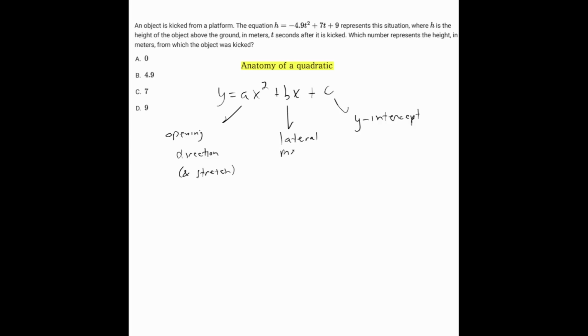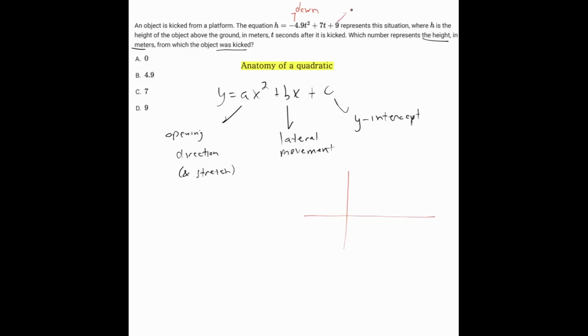In other words, if there's no term with a plain x next to it, then your parabola is always going to be centered on the y-axis. So the question is asking us, what is the height from which this object was kicked? If you imagine that this has a minus at the front, it opens downward.